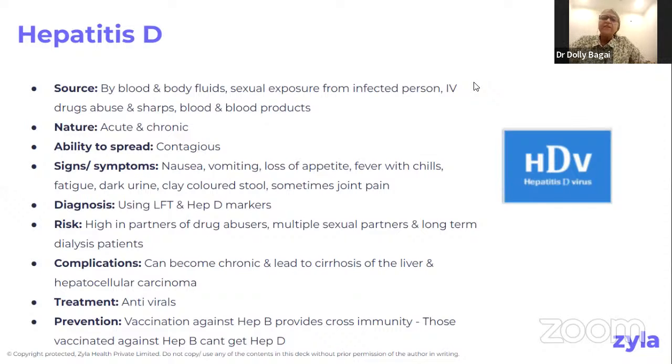I am emphasizing this because it is a preventable disease. Many complications can be prevented by a simple 3-dose regimen vaccination, which is easily available and now also a part of the National Immunization Program. The last but not the least is hepatitis E.